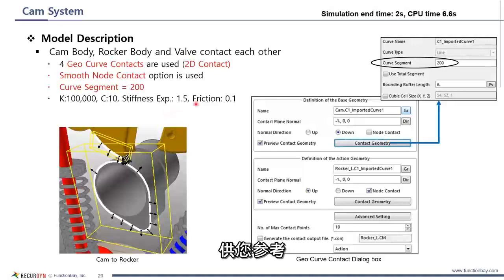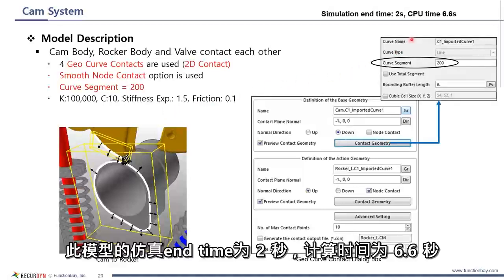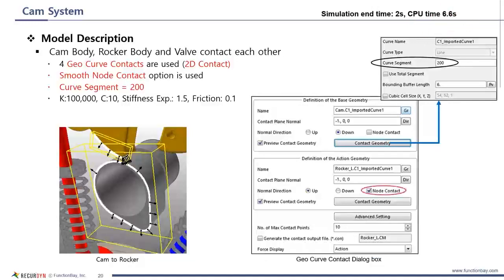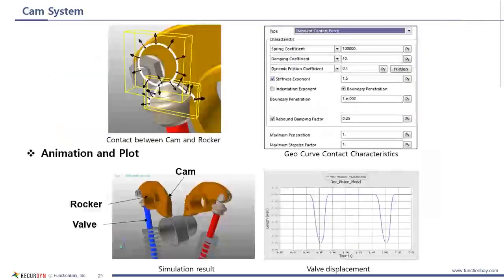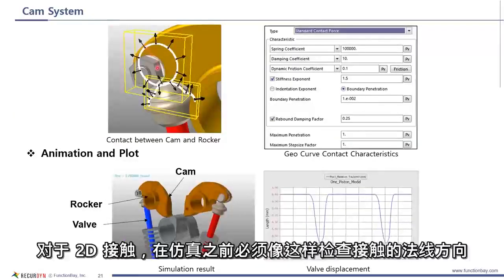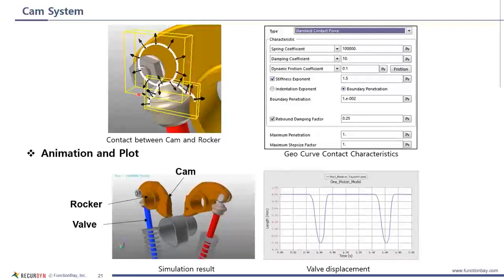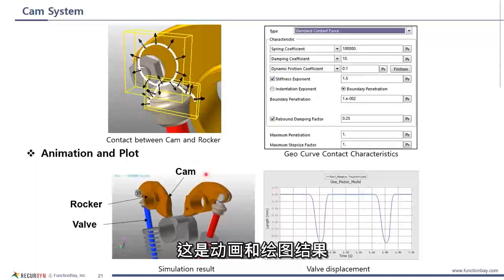For your information, the end time of the simulation of this model is 2 seconds and the calculation time is 6.6 seconds. For 2D contact, the normal direction for contact must be checked before simulation like this. And these are the animation and plot results.